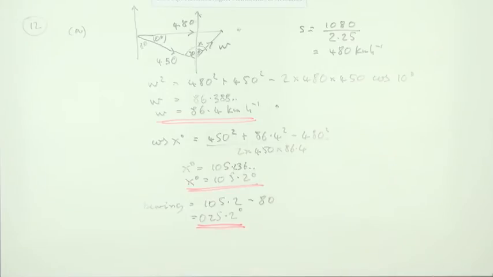So I'll just finish that off. So what was the wind? So the wind was 86.4 kilometres per hour at a bearing of 025.2 degrees. Getting that bearing was the third mark.